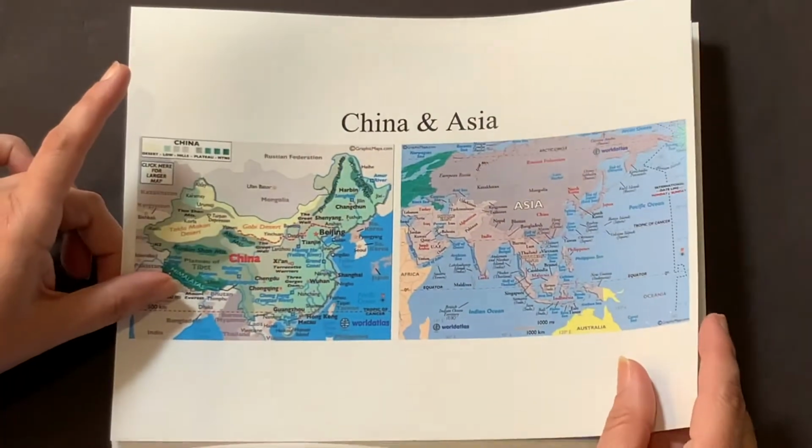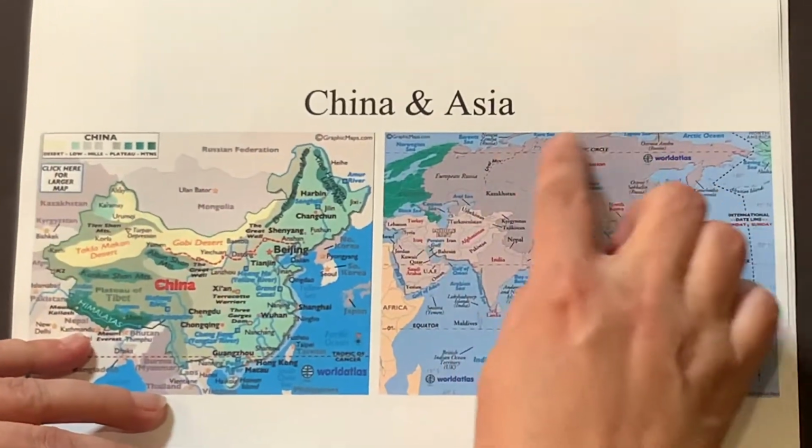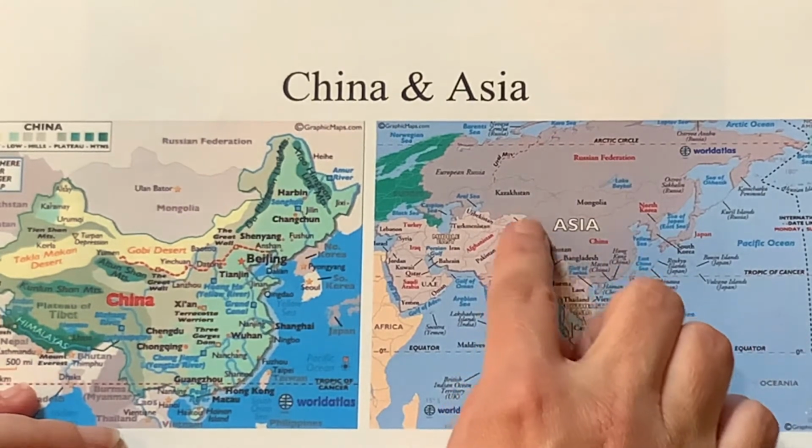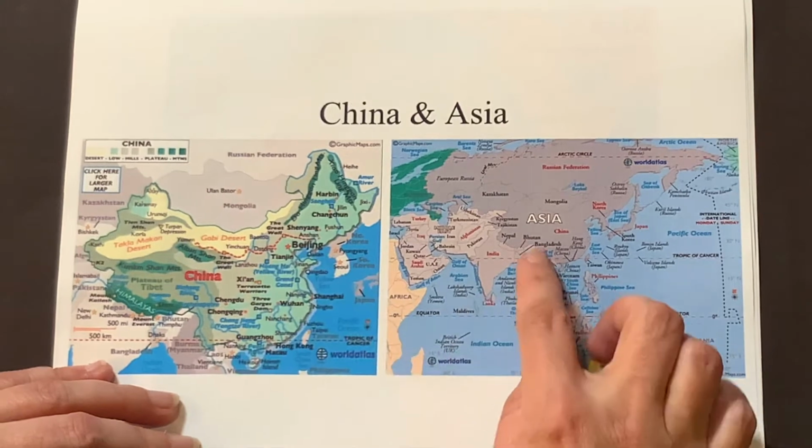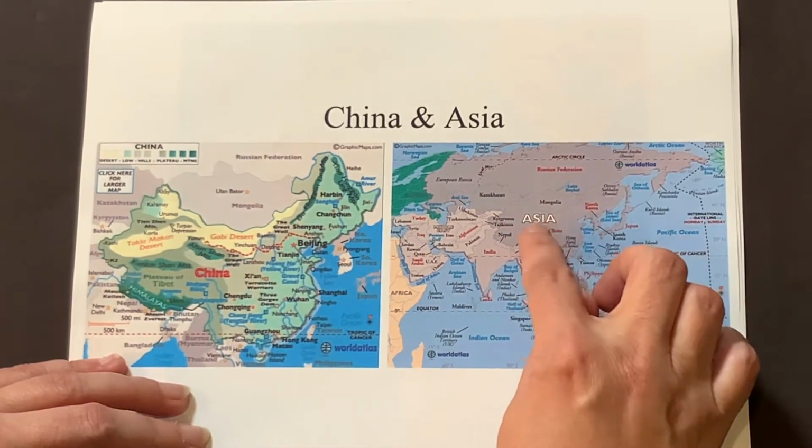And here is a picture of Asia. See Asia? And China is actually this area here. See how it's all colored in here? It's kind of a close-up of it. This is where China is in Asia.